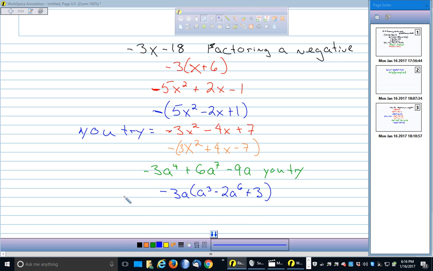Okay, I'm back. And if you factored this out correctly, the biggest, greatest common factor that I could pull out, and a negative at the same time, I'm going to pull out this negative 3a from all these, because I could pull out an a from everywhere. That's the highest degree term I could pull out. And I could pull out a 3, but I'm also going to at the same time pull out a negative sign. So this becomes negative 3a times a cubed, becomes negative 2a to the 6, and this becomes plus 3.